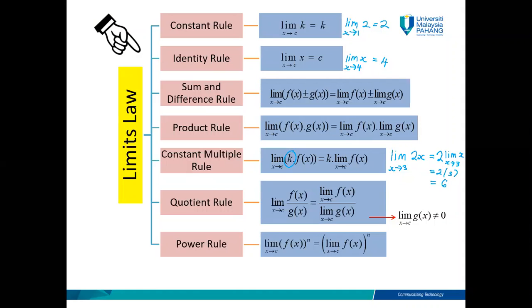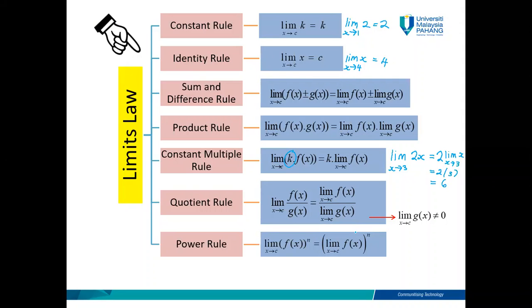Okay, the quotient rule: the limit of f(x) over g(x) when x approaches c equals the limit of f(x) when x approaches c over the limit of g(x) when x approaches c. Bear in mind that the limit of g(x) when x approaches c is not equal to 0. Why? The denominator cannot be equal to 0, because if it equals 0, it will be undefined.